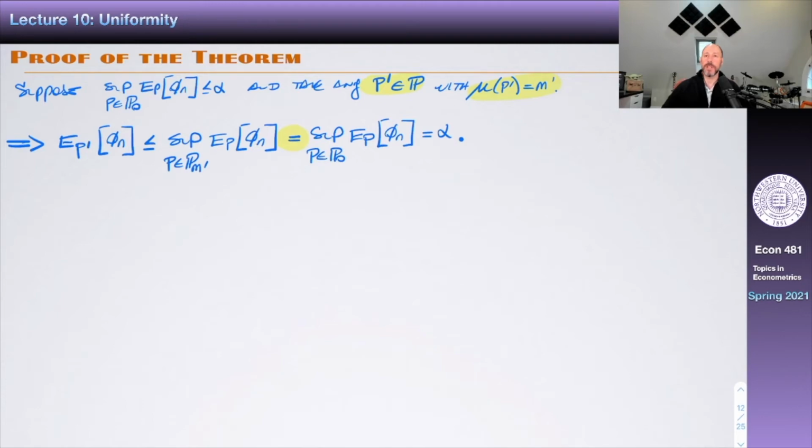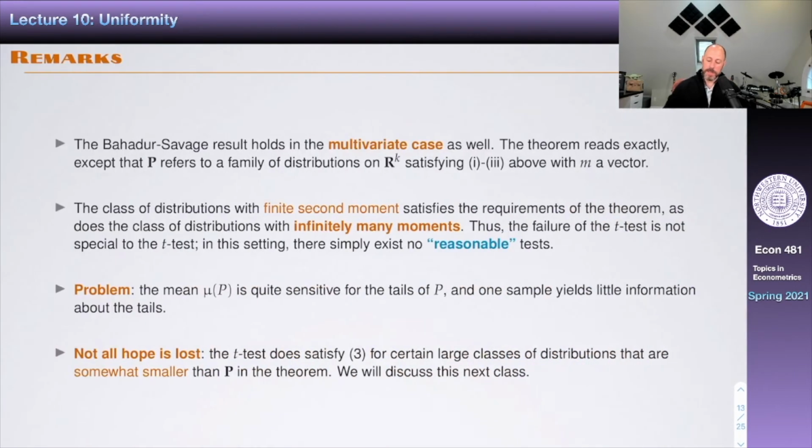Any questions about this? The other part is straightforward. Like, yes, you can do it. If you have power, then you reject with probability above alpha. And that's the result of Bahadur-Savage.